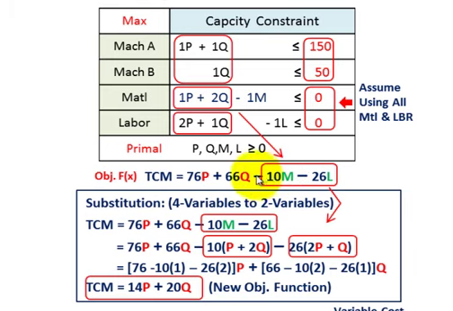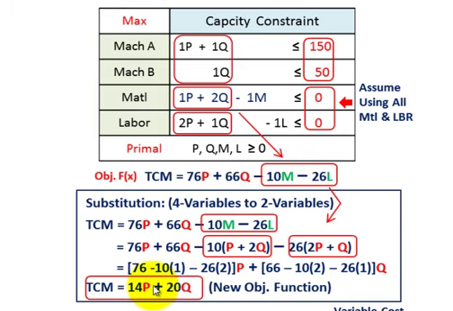So if we look at our material, go down to our objective function, we're going to take that material, which is 1P plus 2Q, and put it in at 10 times P plus 2Q, subtracting that. And then for our labor, that $26 an hour, we're going to just take that labor, 2P plus 1Q, off our constraints and stick that in. After we solve for this, I'm not going to go through it all, it's going to be 14P plus 20Q.